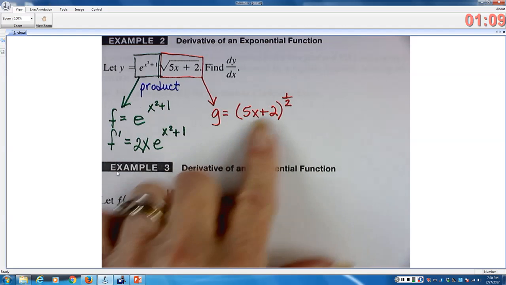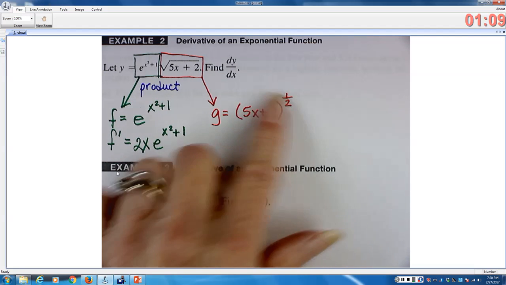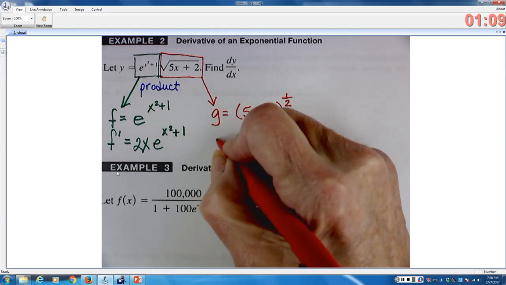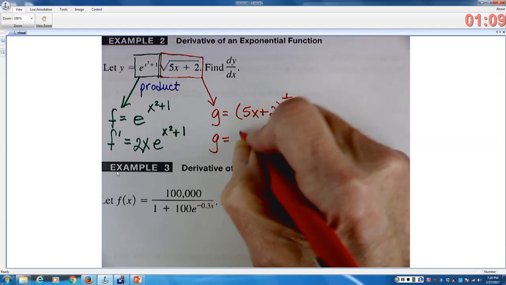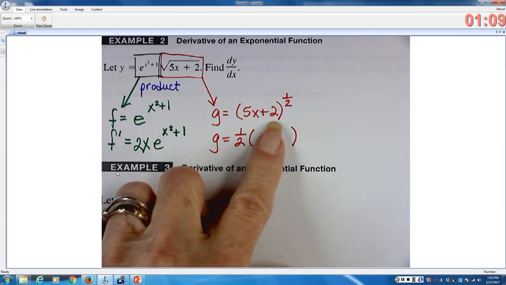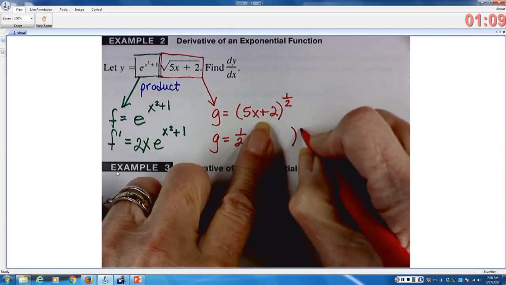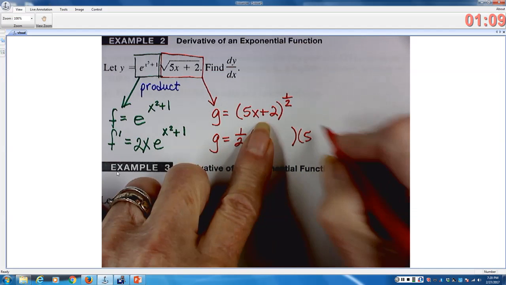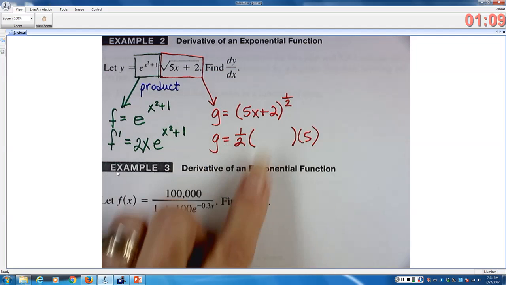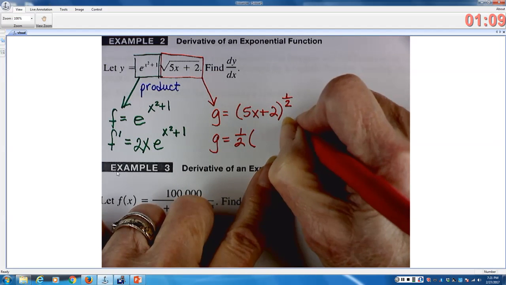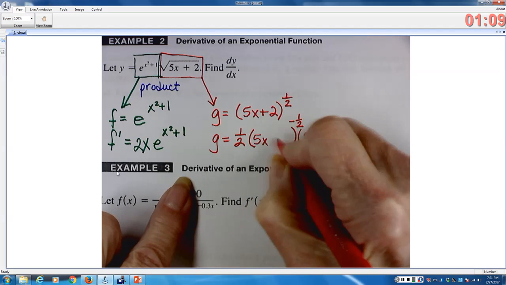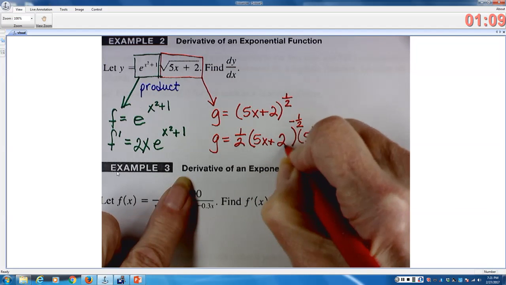But it's power rule with a chain rule because it's actually a power on a function, not just on x. So the derivative of g is going to be, bring the 1/2 down in front, and then take the derivative of what's inside. Derivative of 5x is 5. And derivative of 2 is 0, so we won't do anything with that. And then reduce your power by 1, so that's going to be negative 1/2. And then put your guts back in your parentheses.